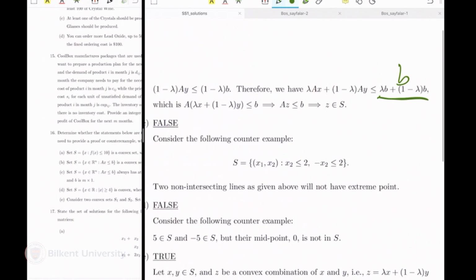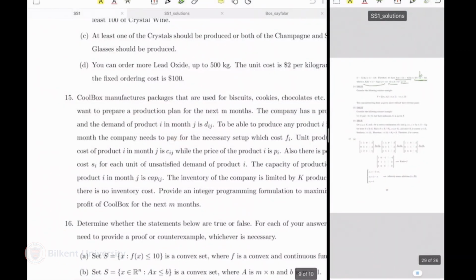And as you see, I can factor A from this expression. So it is equal to A multiplied by lambda x plus 1 minus lambda y less than or equal to b. So I found a point that A multiplied by that point is less than or equal to b. So that point exists in set S. Since that point exists in set S, it means the convex combination of x and y exists in S, so S is convex. That's the same logic. We're just repeating the same logic for different problems. If it's not clear, please stop me. I'm just going further, but I want you to understand what's going on.